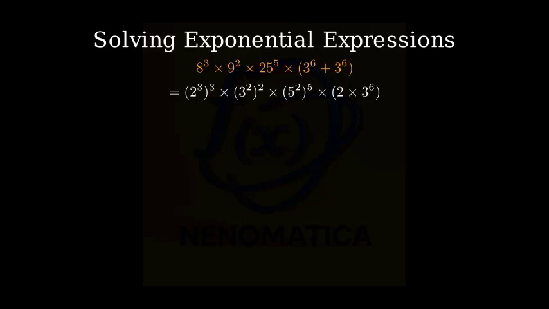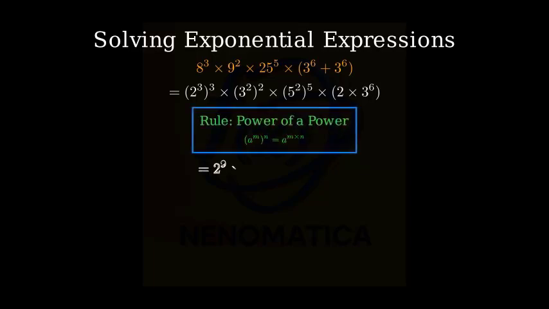Now, let's apply the power rule for exponents, where a to the m to the power of n equals a to the m times n. So we get 2 to the 9th power times 3 to the 4th power times 5 to the 10th power times 2 times 3 to the 6th power. Let's now group like terms using the commutative property. We can group the terms with the same base together.